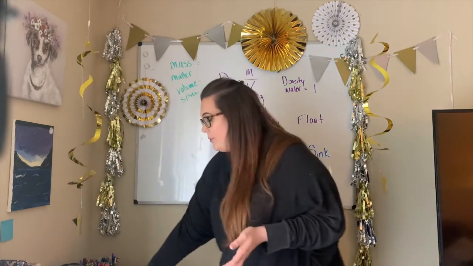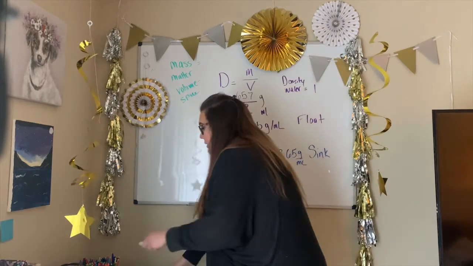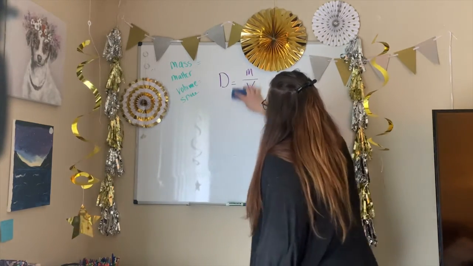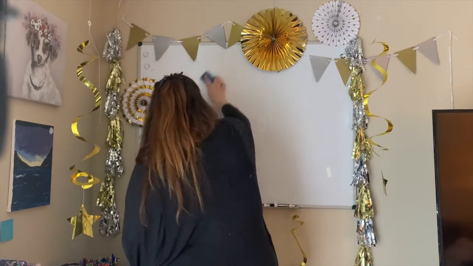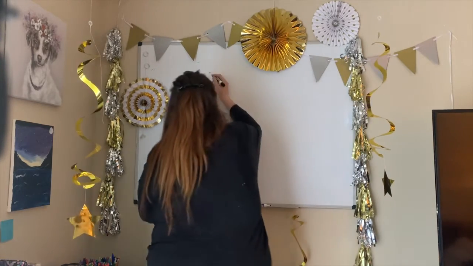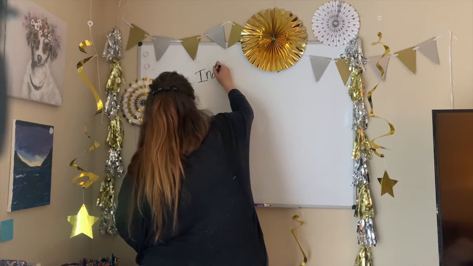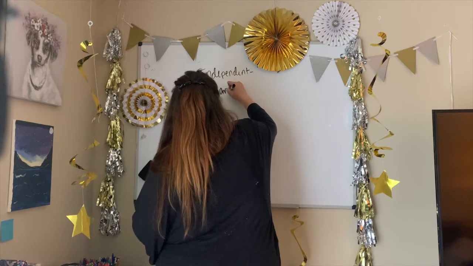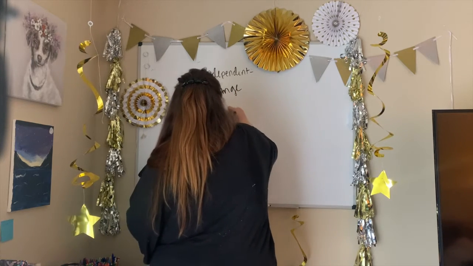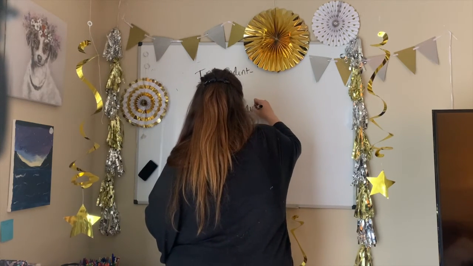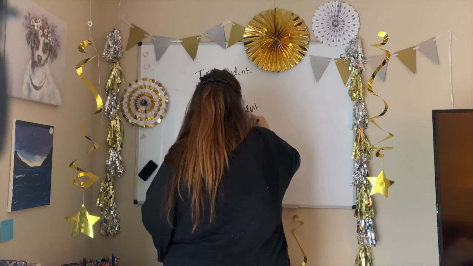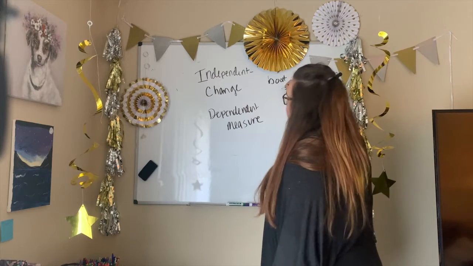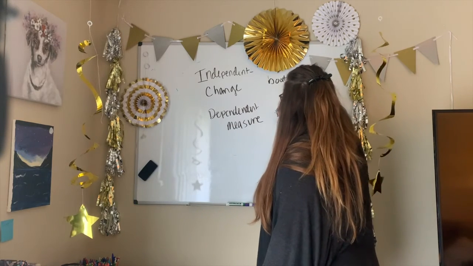One thing that I know you guys might have trouble with is the difference between independent and dependent variables. So let me just erase this real quick. I know we did this at the beginning of e-learning, but I just want to revisit it quickly. Independent is what you change. Dependent is what you measure. So independent is going to be boat construction. Dependent is going to be paper clips.